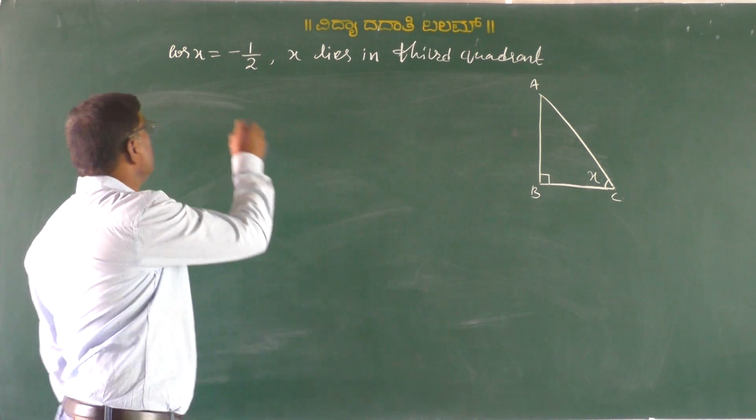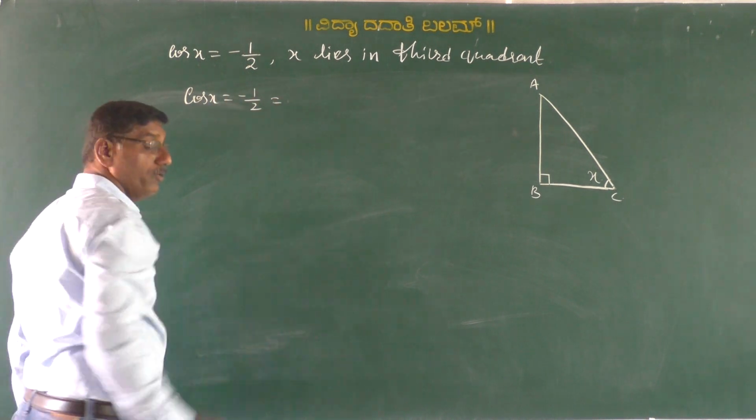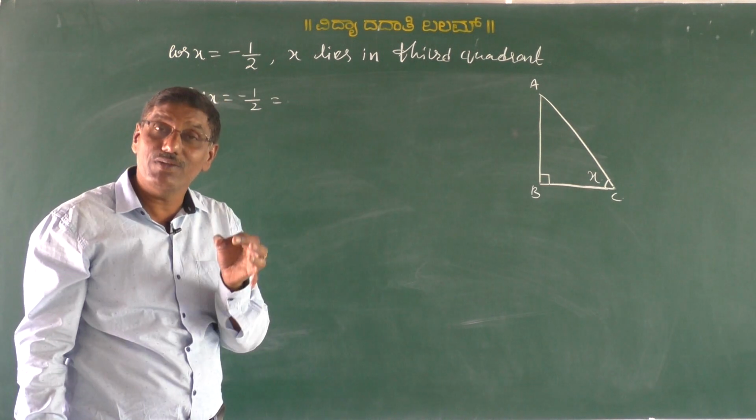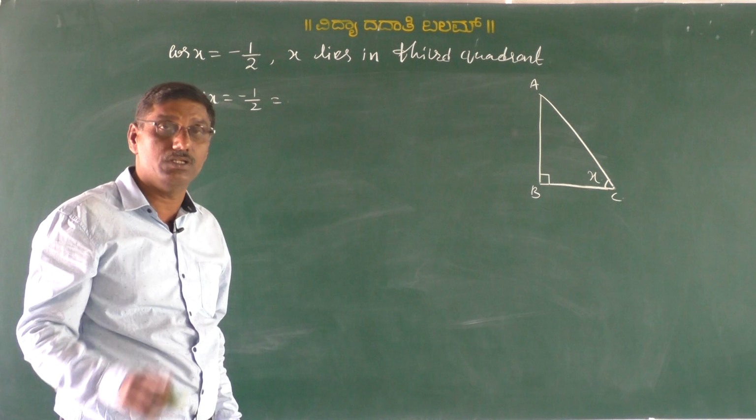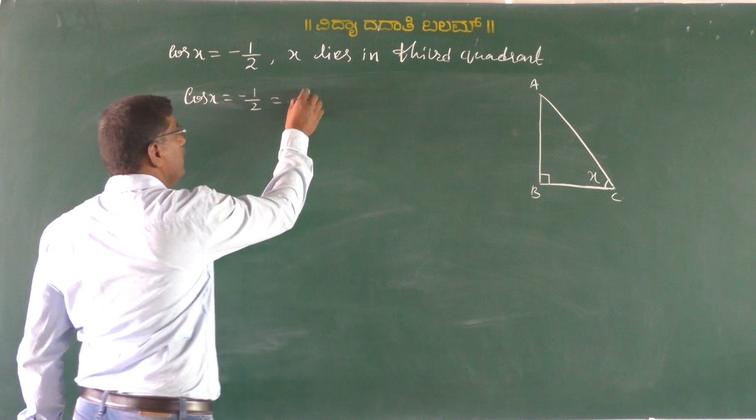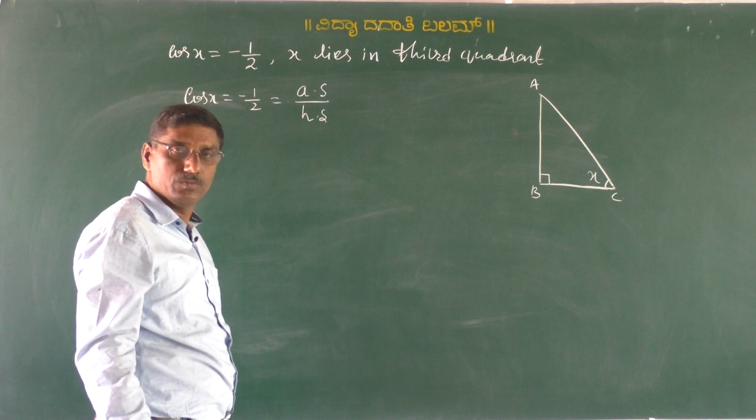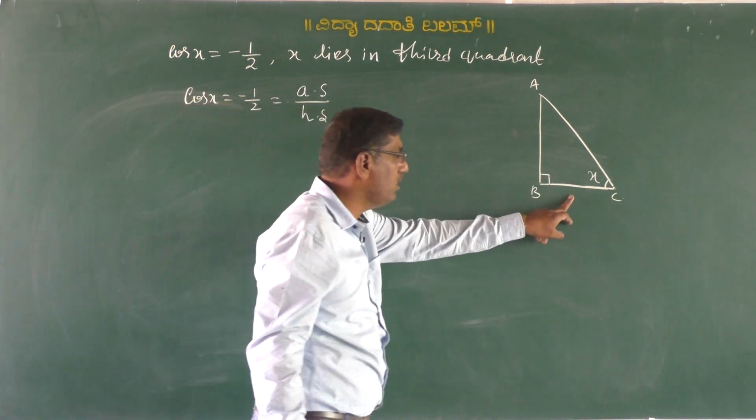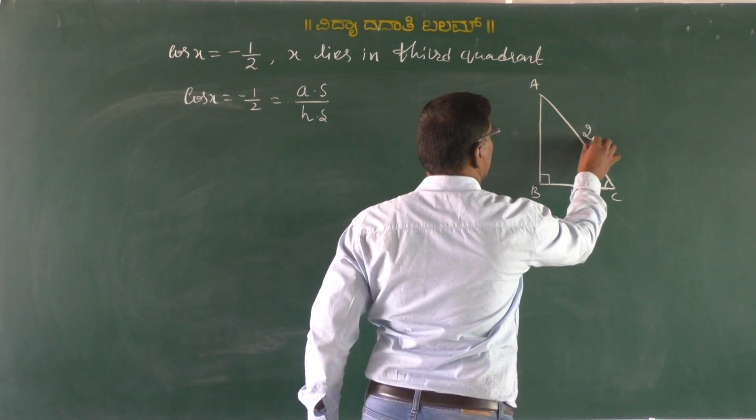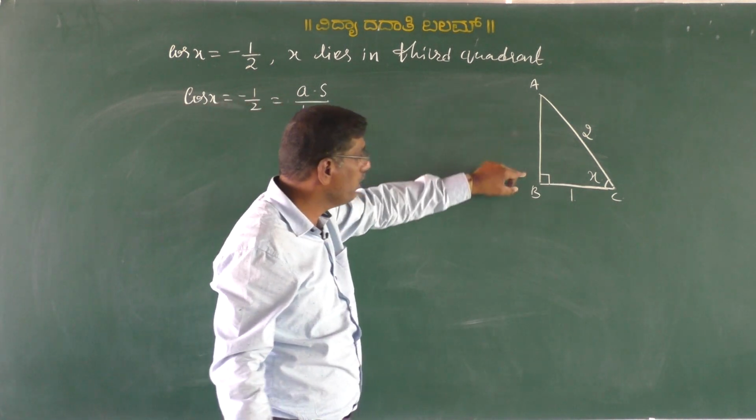We know cos x is equal to minus 1 by 2, that is equal to a ratio. We know the ratio of cos x, that is the definition of cos x, my dear students. Listen carefully: adjacent side divided by hypotenuse side. Isn't it? That means the adjacent side is 1. Hypotenuse side is 2. Now from this we can calculate AB.